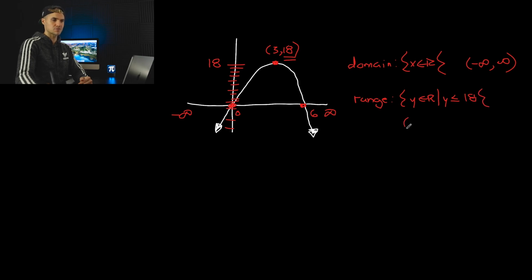In interval notation, we would say the y values go from negative infinity. It's all the y values from negative infinity to positive 18, and it's including the 18. So we would put a square bracket there. And then a parabola is always a function. It is always passing the vertical line test.